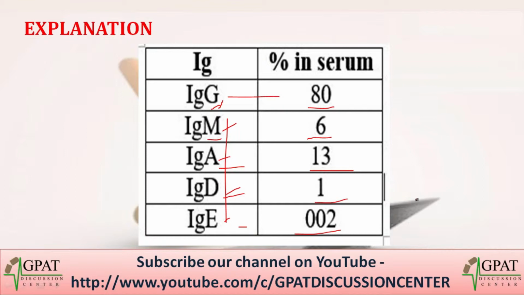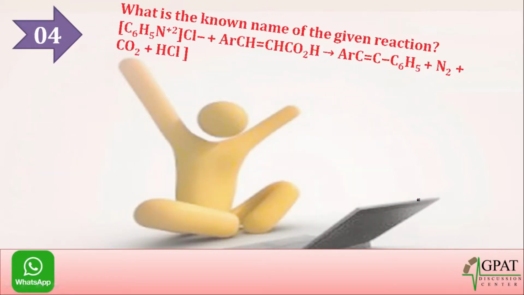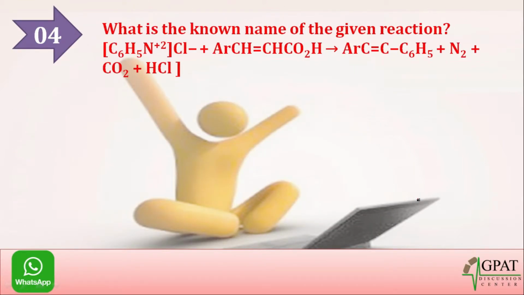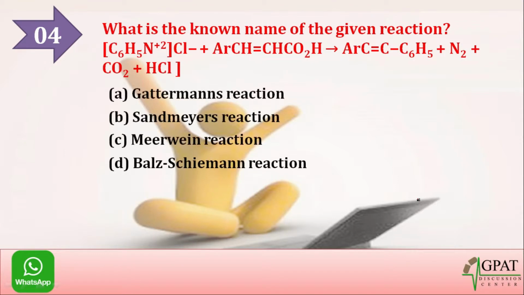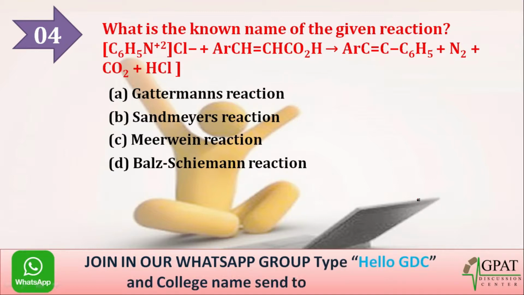So moving on to the next question: what is the name of the given reaction? Here the reaction is given and we have to name it. The options are: option A, Gattermann's reaction; option B, Sandmeyer's reaction; option C, Meerwein reaction; and option D, Balz-Schiemann reaction. We have to name the reaction given above.